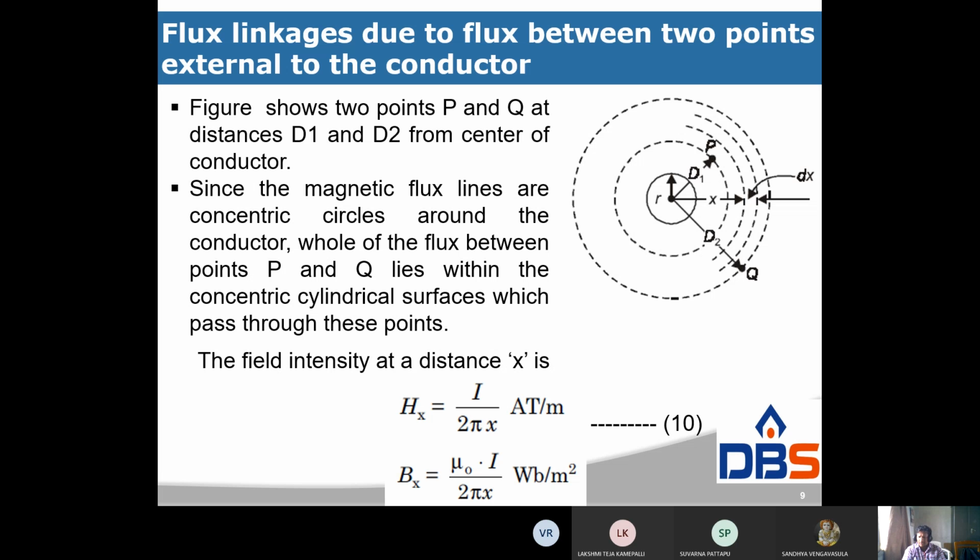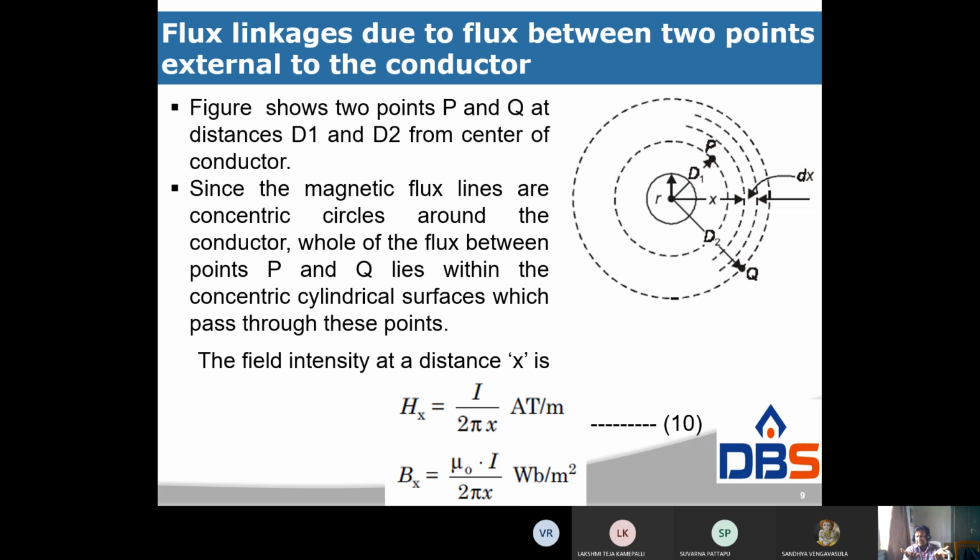Then the flux density formula, then the change in flux linkages, then inductance. You just have to remember these 5 steps. So the derivation is very simple, otherwise it is complex. The field intensity at a distance x externally, Hx, is equal to I by 2 pi x.